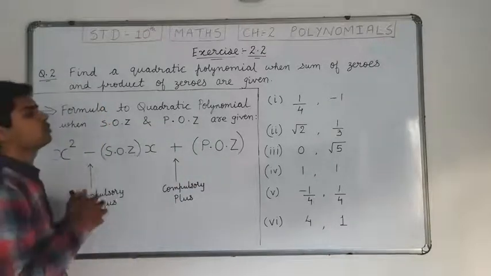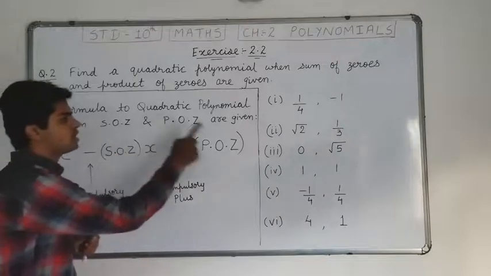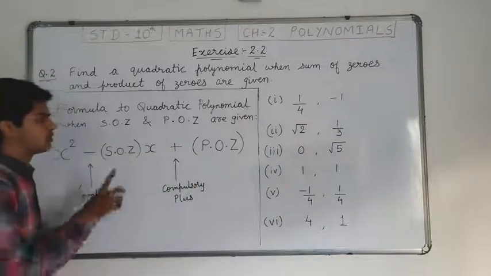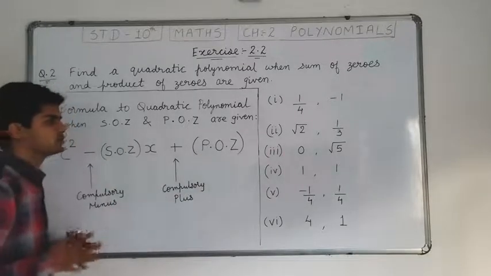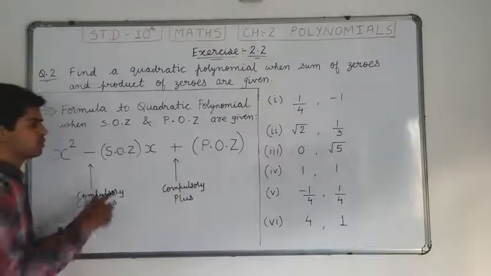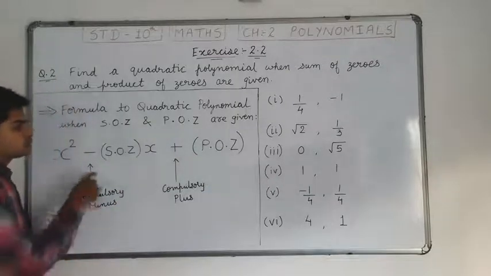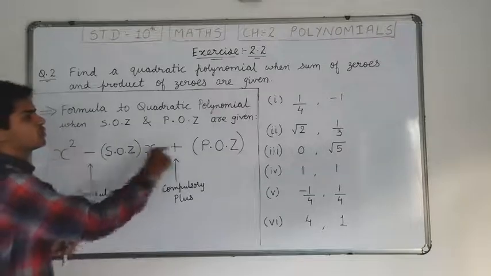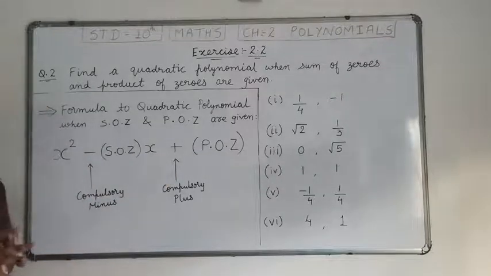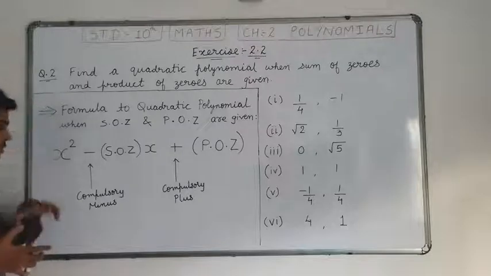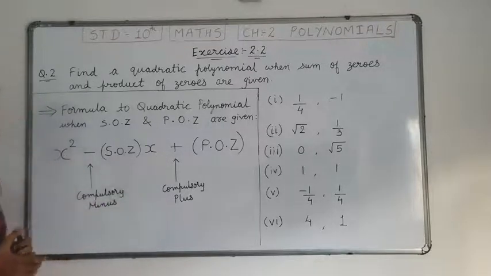Here you have to be careful that the value of product of zeros should not be put here and the value of sum of zeros here. The value of sum of zeros should be put here, and the value of product of zeros should be put here. So you have to be careful while putting the values of S of Z and P of Z. Understood? So you have to remember this formula, and also copy down this formula in your notebook with compulsory minus and compulsory plus.